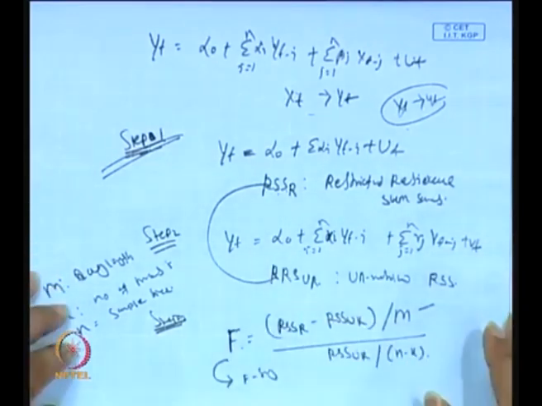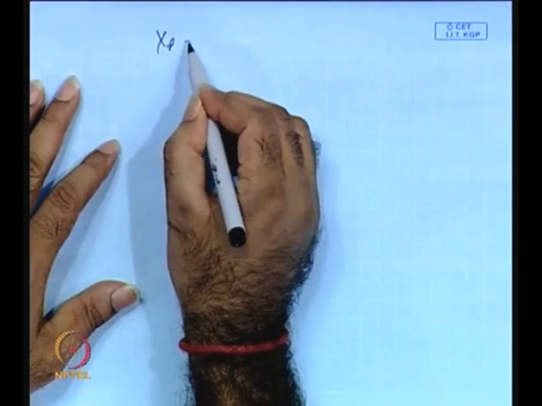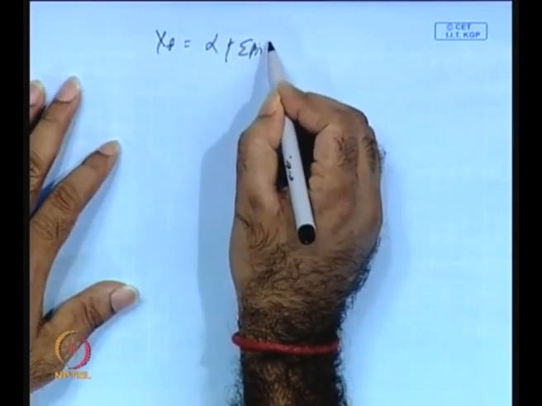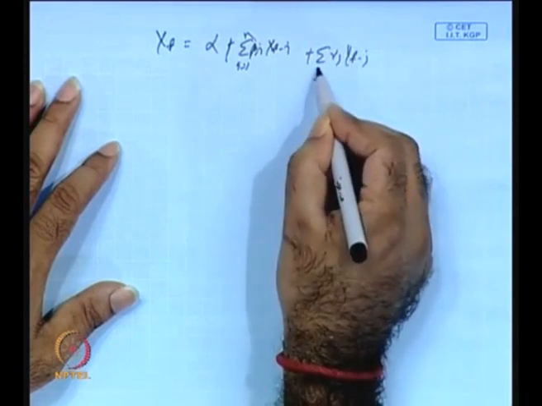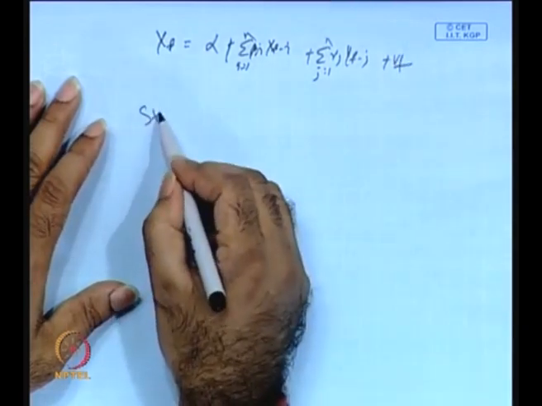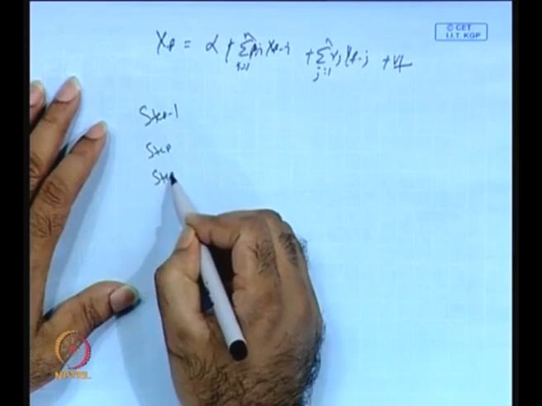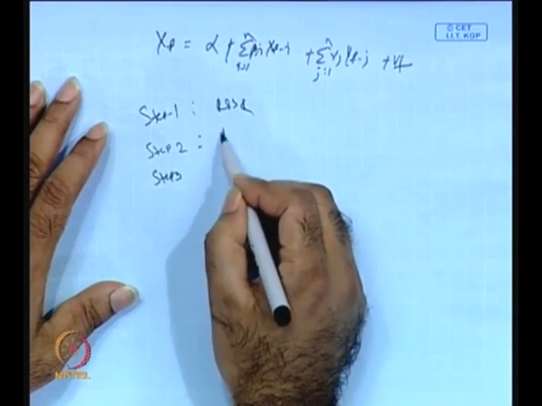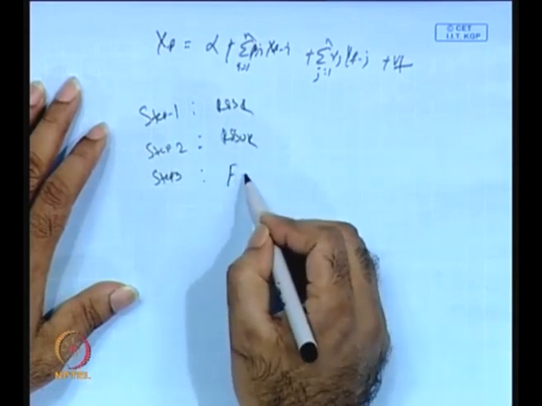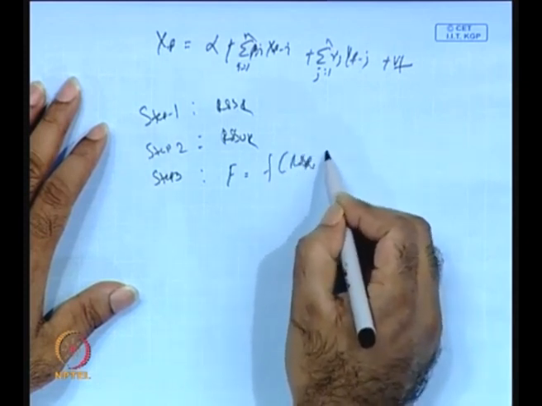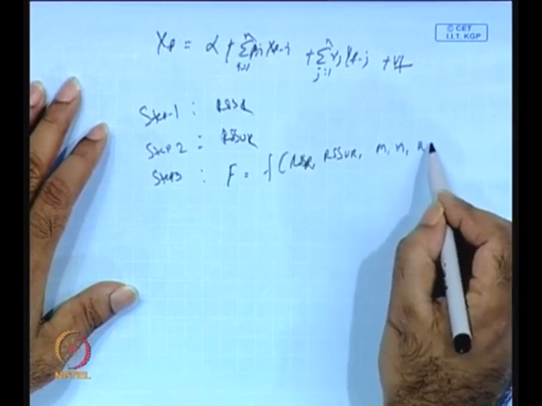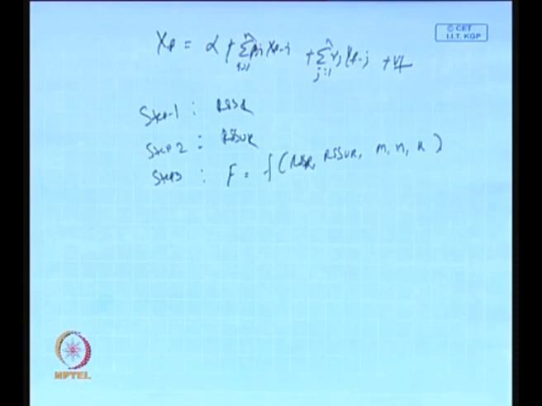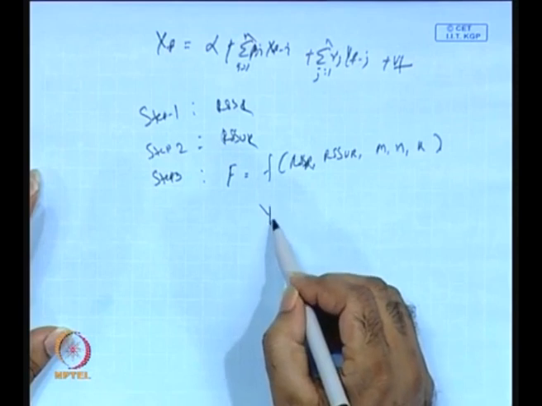Again, for reverse causality, you fit the equation in a similar way: xt equal to alpha plus summation beta i xt minus i, i equal to 1 to n, plus summation gamma j yt minus j, j equal to 1 to n, plus ut. Again you follow step 1, step 2, step 3, so that you get RSSR, RSSUR, and the F statistic, a function of RSSR, RSSUR, lag length, sample size and degrees of freedom. This is how you calculate the F statistic. If it is significant, then y influences x.